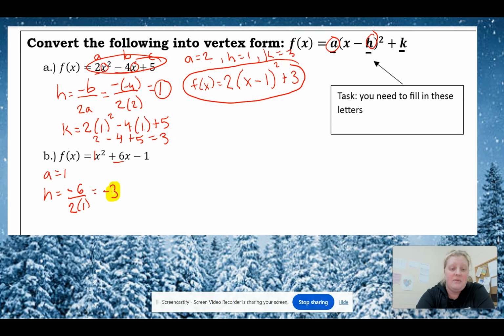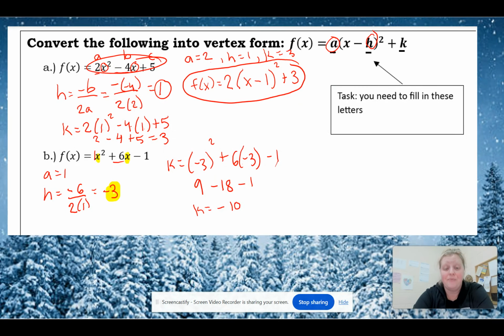Then I take this -3 and I replace all my x's with it. So my k will be -3 squared plus 6 times -3 minus 1. Now we need to know better here. Any number squared is going to be positive, so whether it's 3 or -3, it makes no difference. I'm going to get 9. This is going to get me -18, and then I have a -1. And then when I put that all together, I should get -10. So my K is -10.